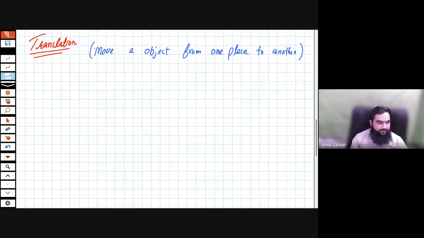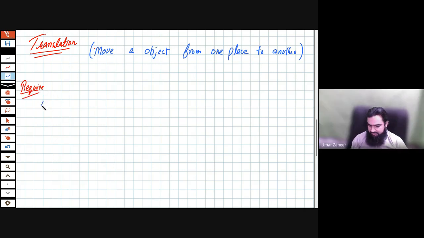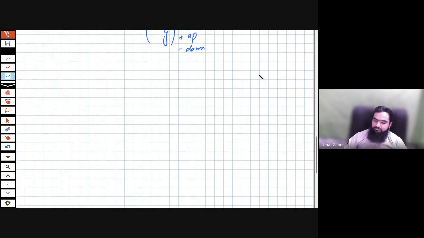What is the thing that we need for the translation? I just told you: the translational vector. The vector has x and y. If it is positive, you have to move towards the right side. If it is negative, you have to move towards the left side. If it is positive, you have to move upward. If it is negative, you have to move downward.